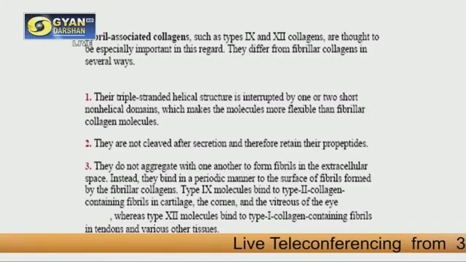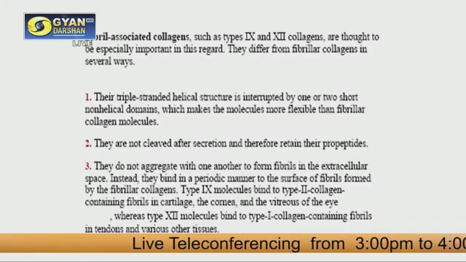So basically their function is more to associate. That is why they are called fibril associated collagen. They are more associated with the fibrillar collagens. Now we come to the next protein. So collagen is over, the first protein.